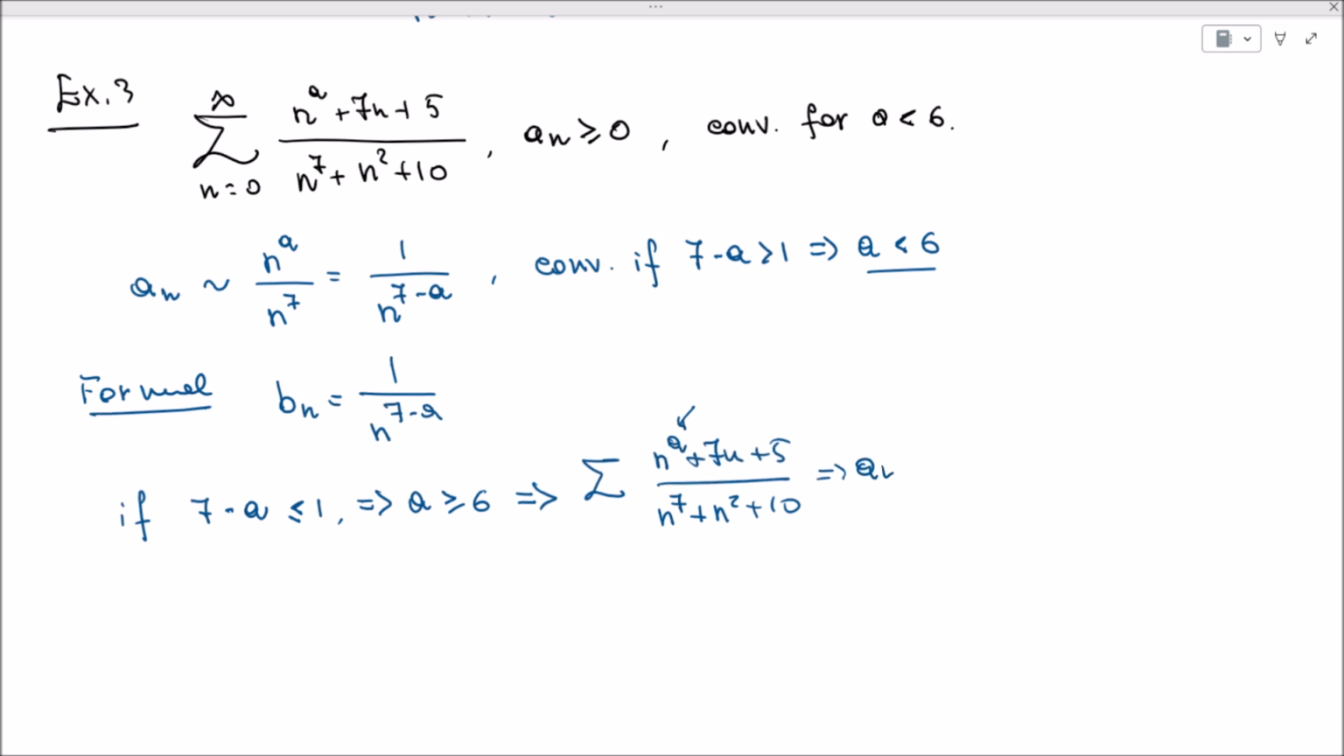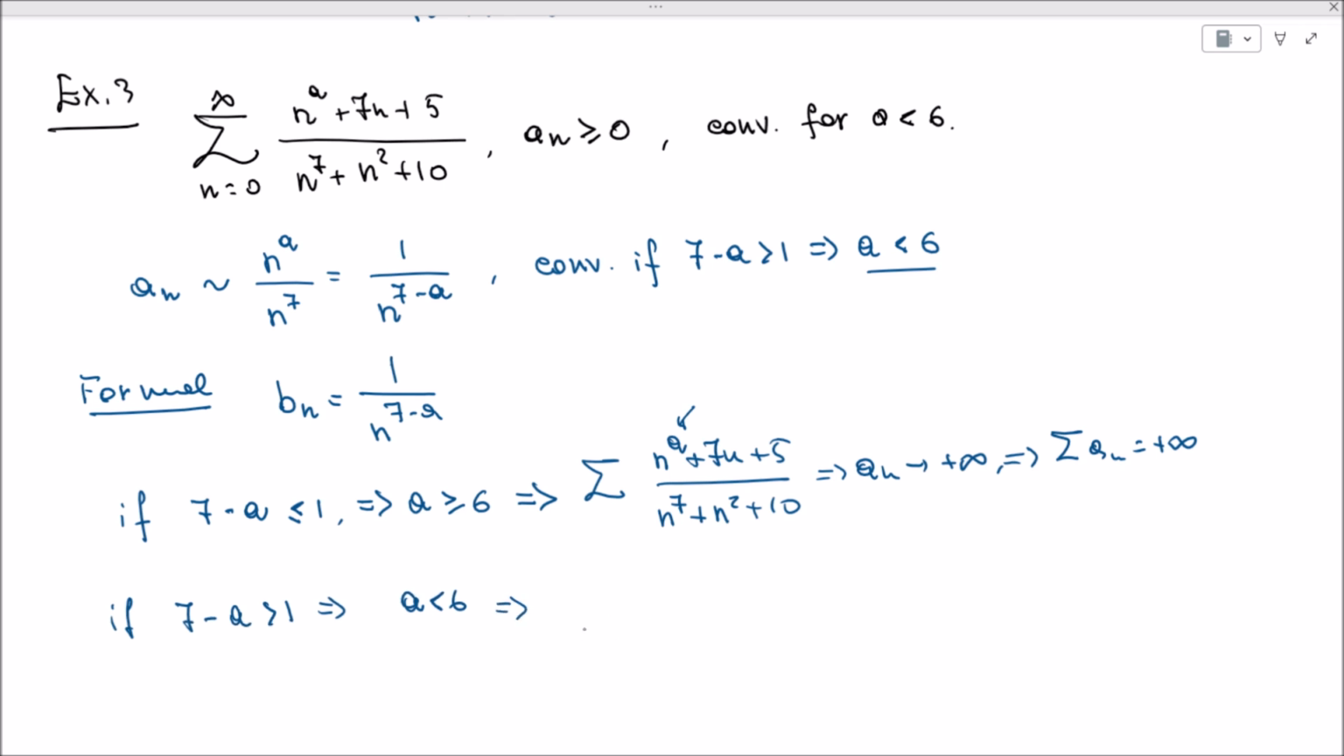So we have an that will go to plus infinity, so we have no necessary condition, so we can conclude that an will diverge to plus infinity. If instead 7 minus a is larger than 1, which implies that a is less than 6, let's see what happens now. Well, in this situation, an will tend to 0, so the necessary condition is satisfied, but still we don't know if this is convergent.